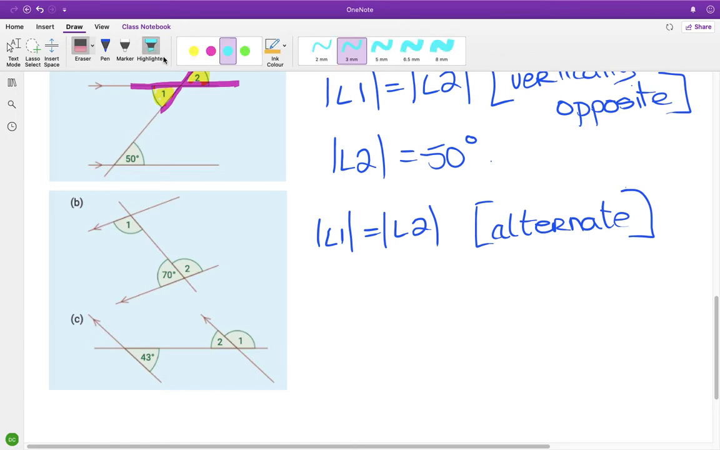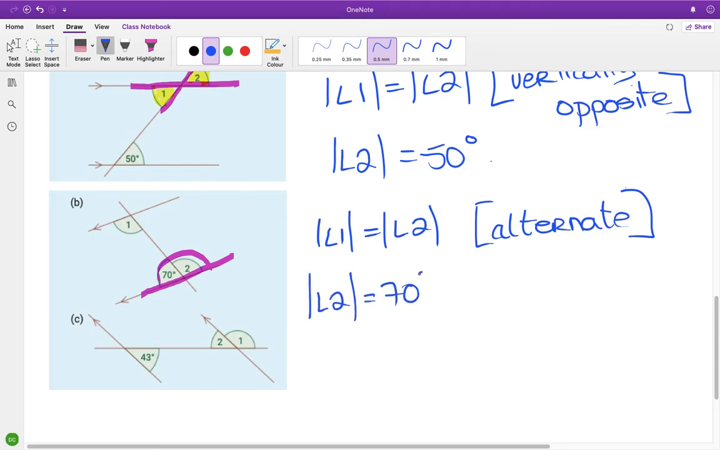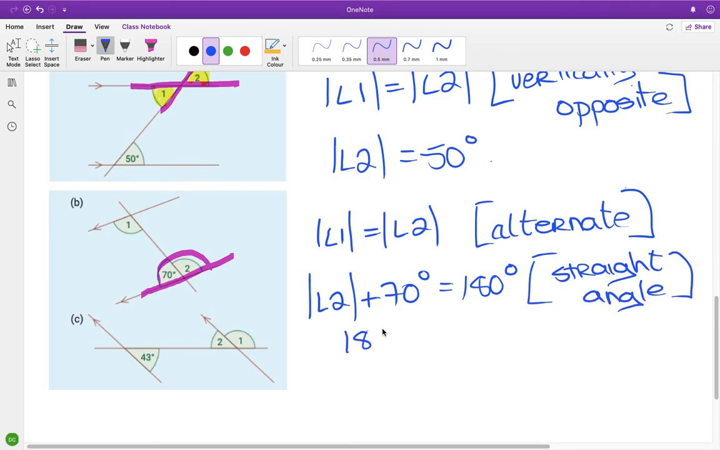Oh yeah, I see it. So this is a straight line, which means they both have to make 180 degrees. So angle 2 plus 70 has to equal 180 degrees. How do I know that? Because they are sitting on a straight line, or together they make up a straight angle. So if I do 180 minus 70, I get 110. So I know that angle 2 has to be 110 degrees.